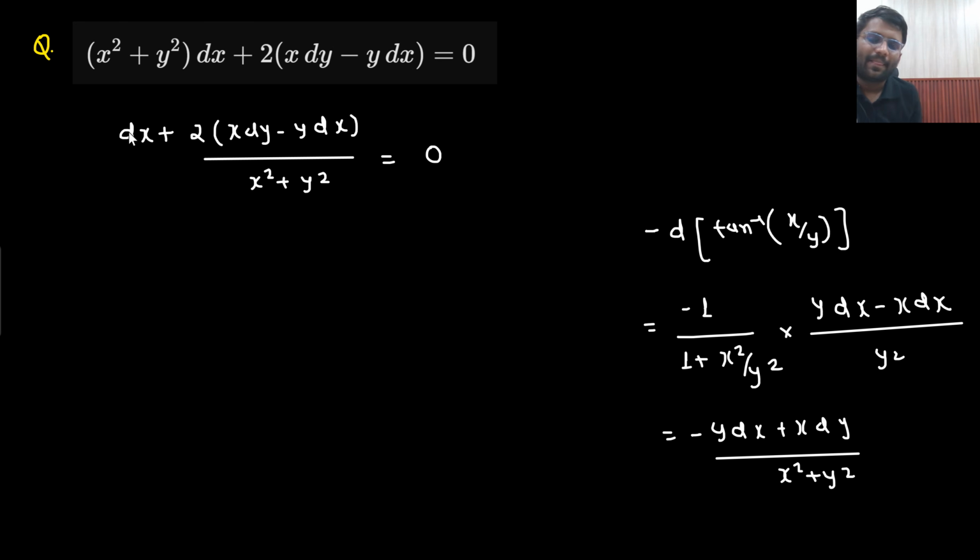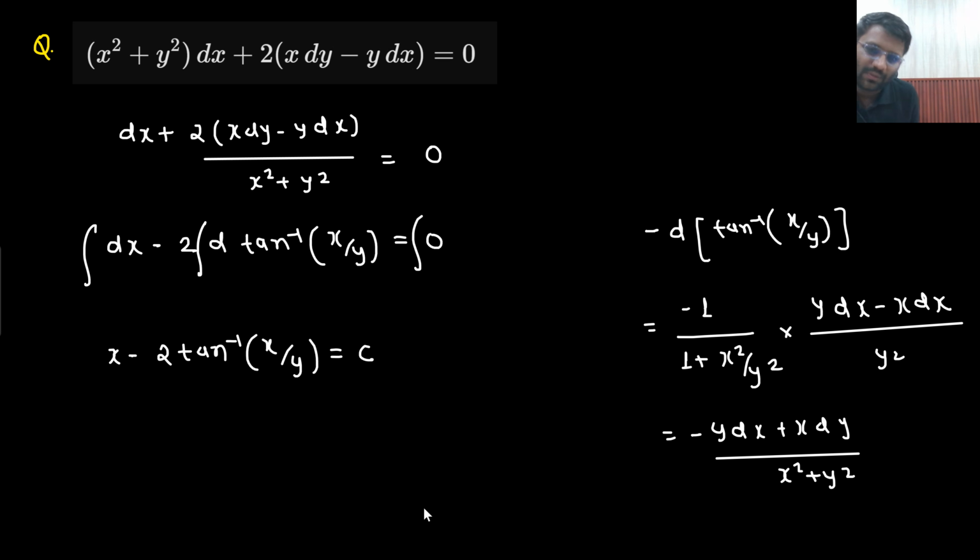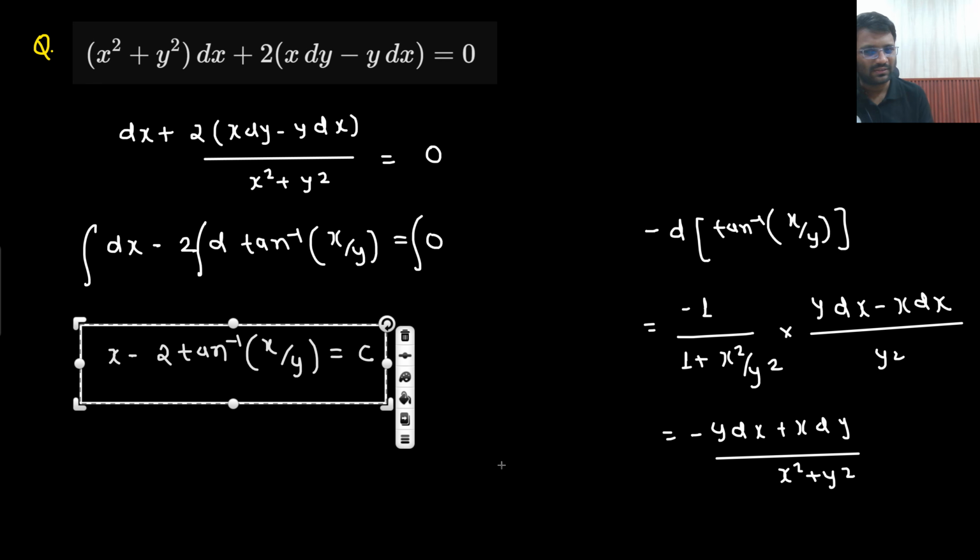So what you are getting? Here you are having dx only. This 2 stays as it is, and this could be written as d tan inverse x by y, equals 0. Is that clear or not? x dy minus y dx upon x square plus y square could be written as minus of d tan inverse x by y, and the 2 aside. On both sides you integrate. This 2 is constant only, no? So x minus 2 tan inverse x by y equals constant. That's it. This is the answer.